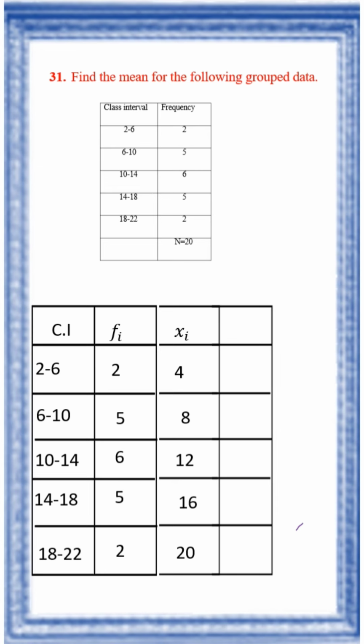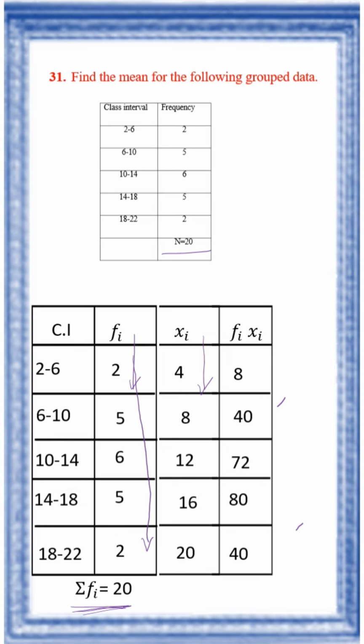Okay, now let us find fi xi, means let us find the product of the numbers in this column and in this column. 2 4s are how much? 8. 5 8s are 40. 6 12s are 72. 5 16s are 80. 2 20s are 40. It is given that n is equal to 20. You can simply write it here, or you can go on adding the numbers of this column. You will get 20.